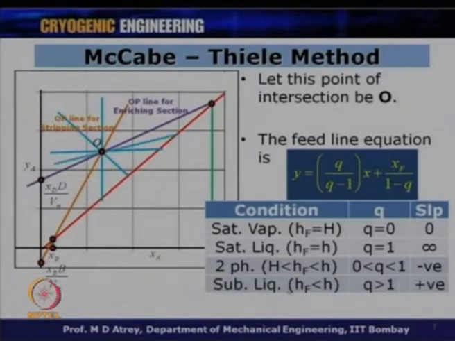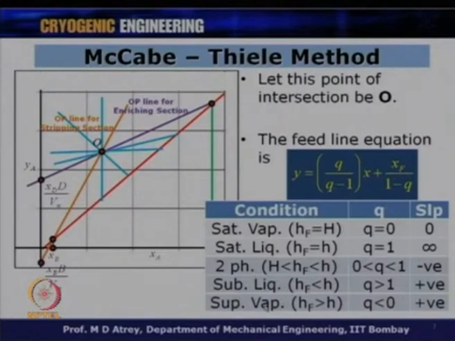Then we have a subcooled liquid possibility, and then a superheated vapor possibility, and in this case the slope will be positive, and therefore the line could be in this direction. So, all these conditions which can exist for a feed line have been represented on this graph, and this will decide, because all these lines will intersect the y is equal to x line at x is equal to xf, the number of plates in the enriching section and the number of plates in the stripping section.